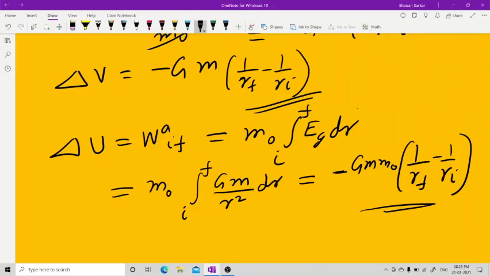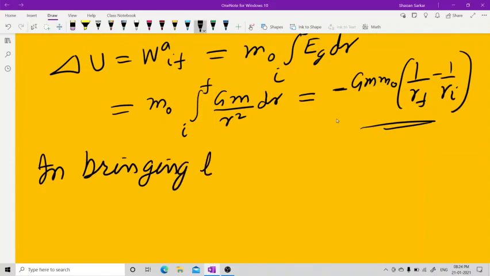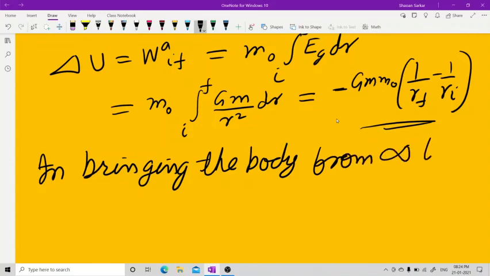Now, the question that was asked in the externals of IPU, International University, was what would be the situation if I bring a body M naught from infinity to R. Now see, let me write it down. In bringing the body from infinity to R, that means R initial would be infinity and R final would be, say, some R.